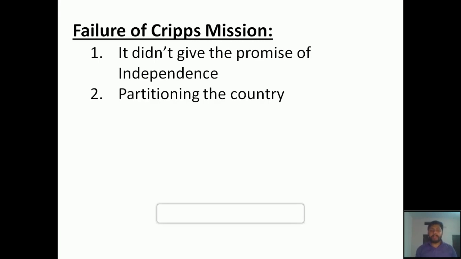It doesn't mean dividing the country into two, that is India and Pakistan, but rather, you might be remembering, the provinces can remain independent and they can make their own constitution. Those kinds of clauses were there, which means our country would be split into a number of small countries. So partitioning the country, and the people as well as the political leaders were not happy with that.